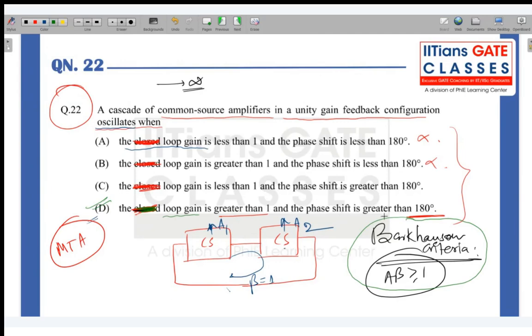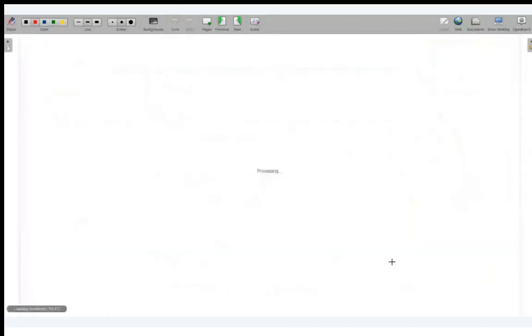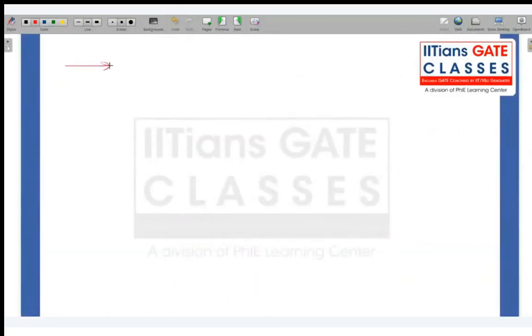According to the Barkhausen criteria, if you want your circuit to behave like an oscillator, and if you want to prevent oscillation, then you have to bring some non-linearity in the feedback amplifier. Basically, suppose this is the basic amplifier, and this will be the feedback amplifier, right?